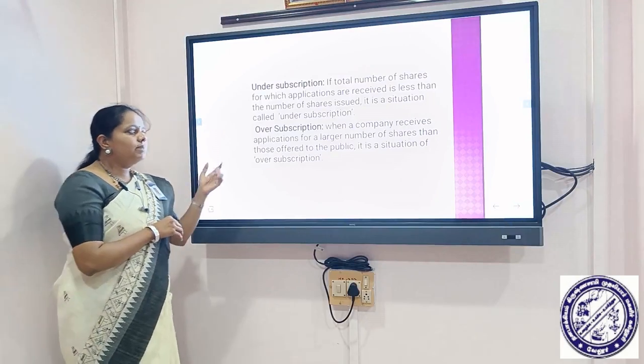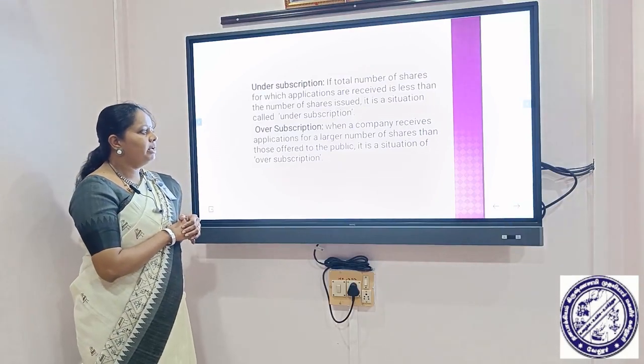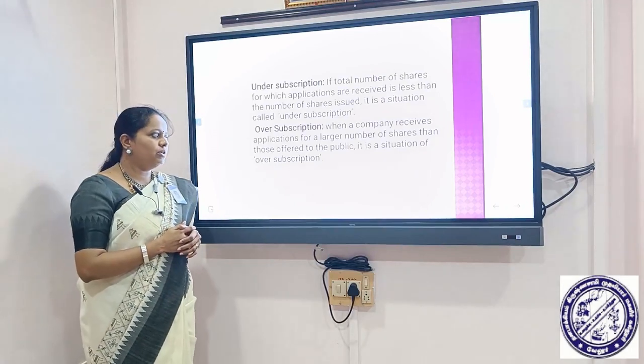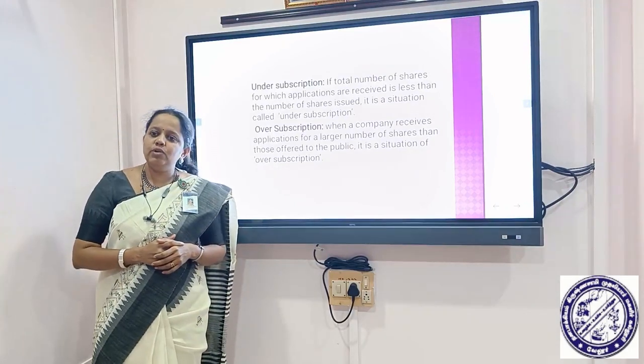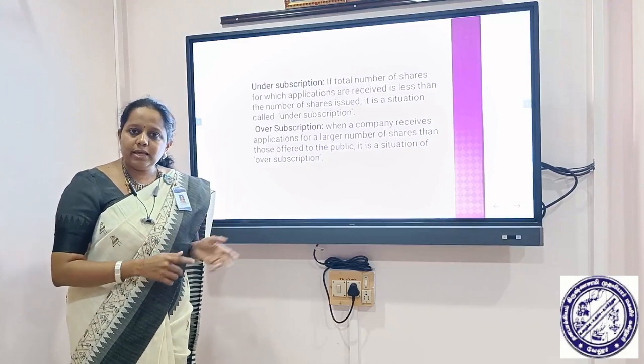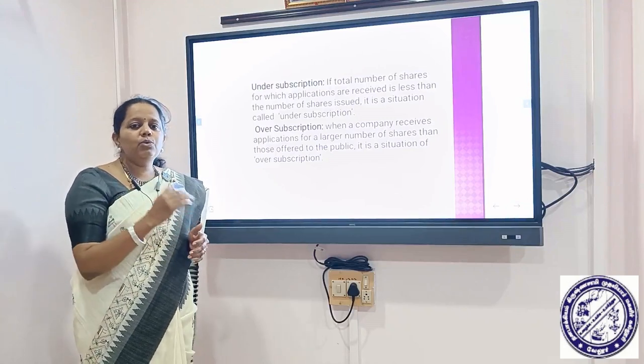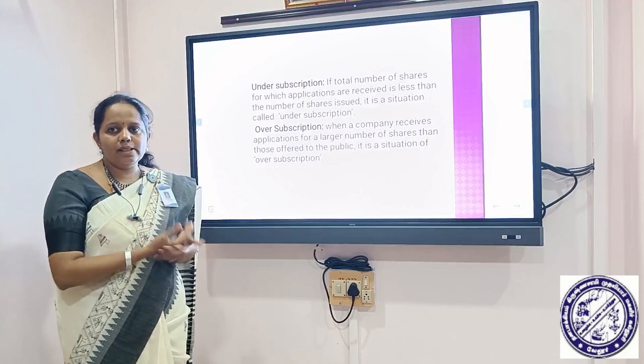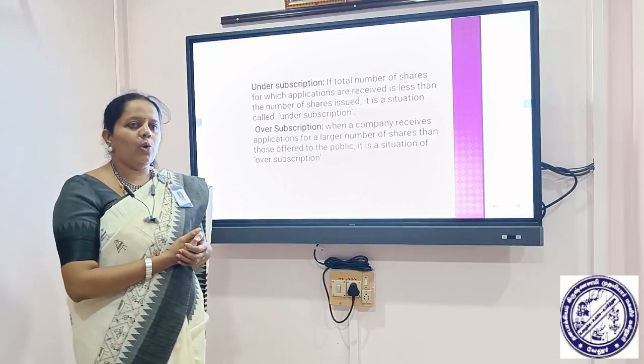And over subscription means when a company receives applications for a larger number of shares than those offered to the public, it is a situation of over subscription. So in the same example, if the company receives applications for more than 10,000 shares, say for example 11,000 or 12,000 shares, then it is termed as over subscription.